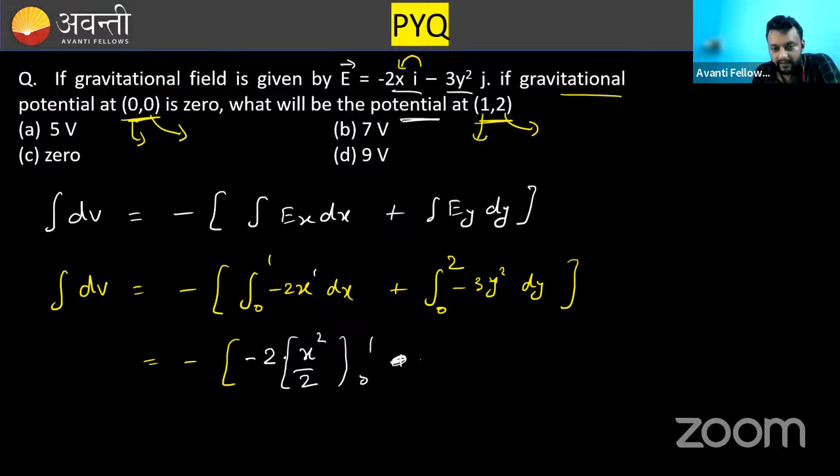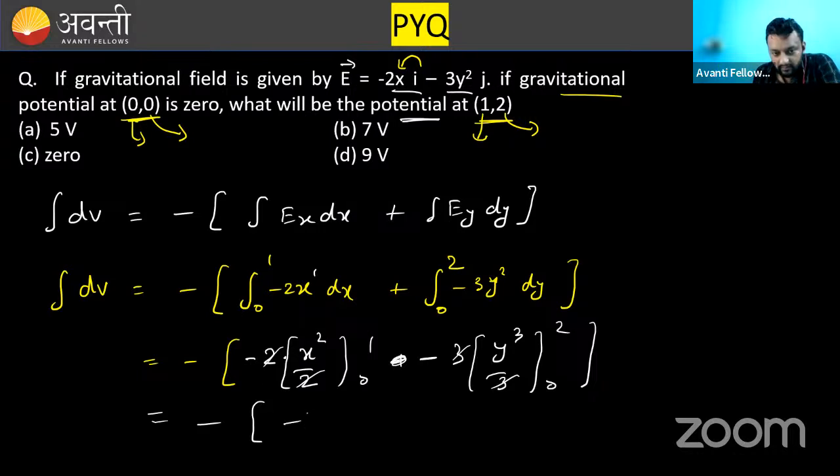Plus, or you can say minus 3, it will become y cube by 3. Increase the power by 1 and divide by the same power. Limit is 0 to 2. What will it be? 2 and 2 will be cancelled. 3 and 3 will be cancelled. Can you see that minus is already there outside? It will become 1. This is 8. If you put the upper limit, it is 2 to 8. So it will be minus 9, and minus minus cancel. That is 9 volt. This is the answer you get, 9 volt.